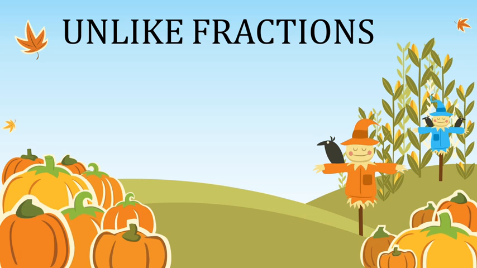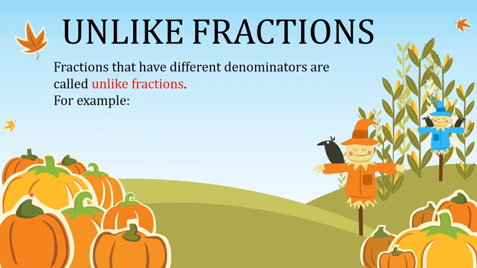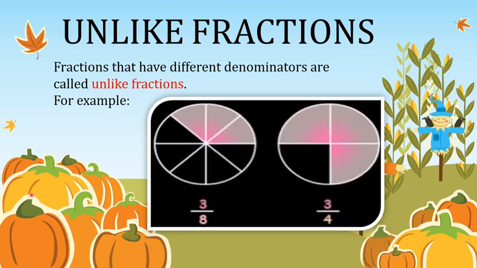If like fractions have the same denominators, then what are unlike fractions? Fractions that have different denominators are called unlike fractions. For example, what do you see in the figure? The first figure here is divided into 8 equal parts, and out of 8 equal parts, how many parts are shaded? 3 parts are shaded. 1, 2, 3. So the fractional representation is 3 out of 8.